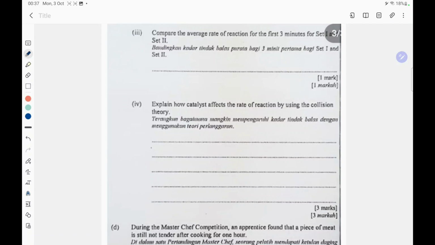Okay, so now the third question is they want us to compare the average rate of reaction for the first 3 minutes for set 1 and set 2. Set 2 is the one with catalyst. We all know that the average rate of reaction for set 2 is higher than set 1, or set 1 is lower than set 2. But in the exam, please write higher, just to make it faster. Set 2 is higher than set 1. And from here you get your 1 mark.